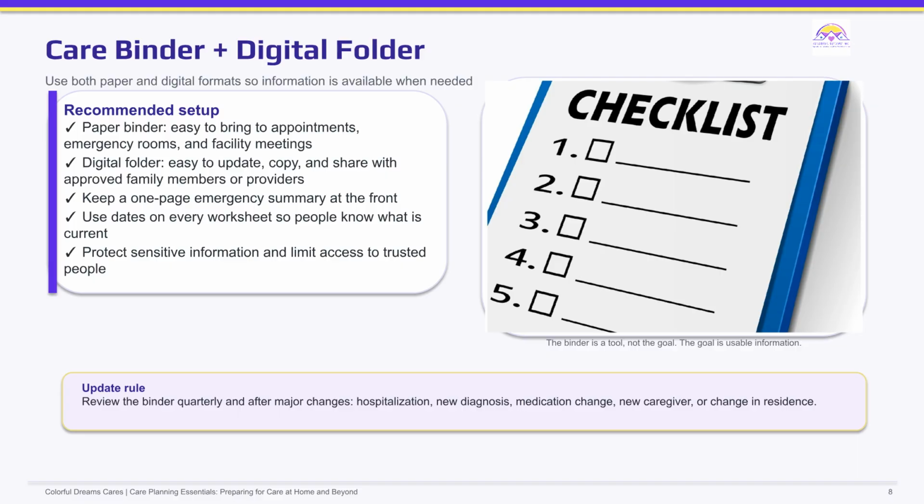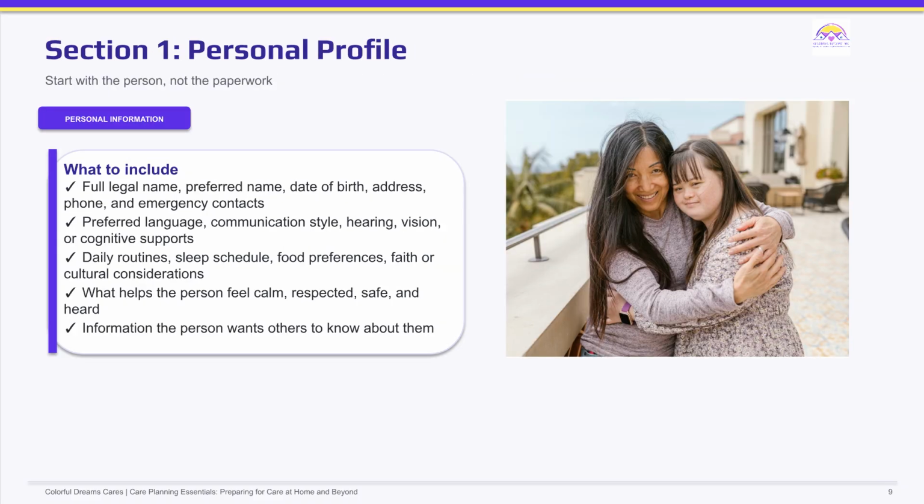For your setup, I recommend a hybrid approach. Use a paper binder for easy access during appointments and a digital folder for sharing and updates. Whatever format you choose, include a one-page summary at the front, date all worksheets, and always keep your sensitive information secure.